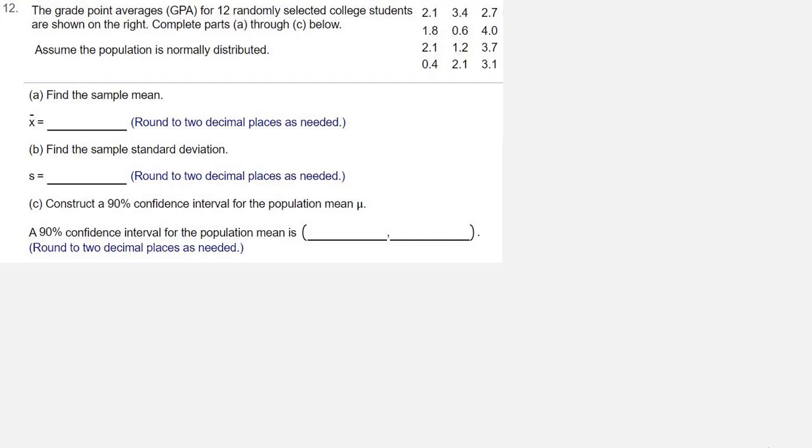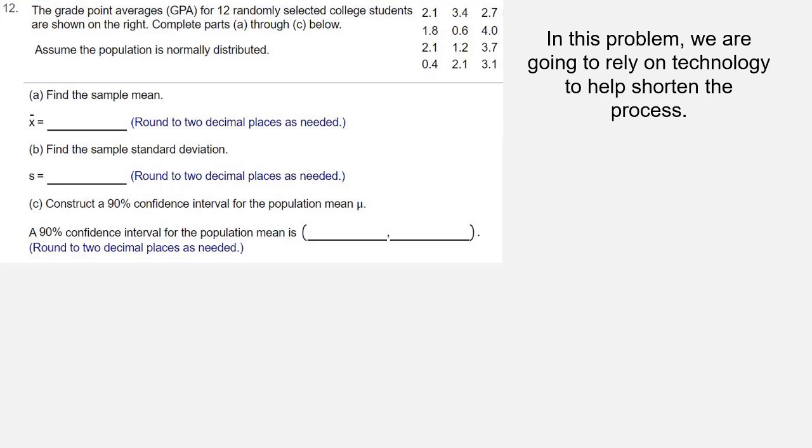So we have 12 decimal values that were given. We want to find the sample mean, find the sample standard deviation, and construct a 90% confidence interval for the mean mu. So we're going to use technology to help us shorten this problem a bit. Let's start with part A.